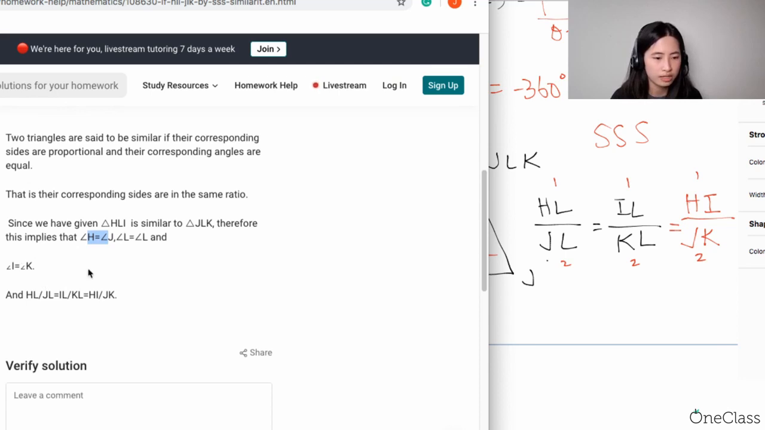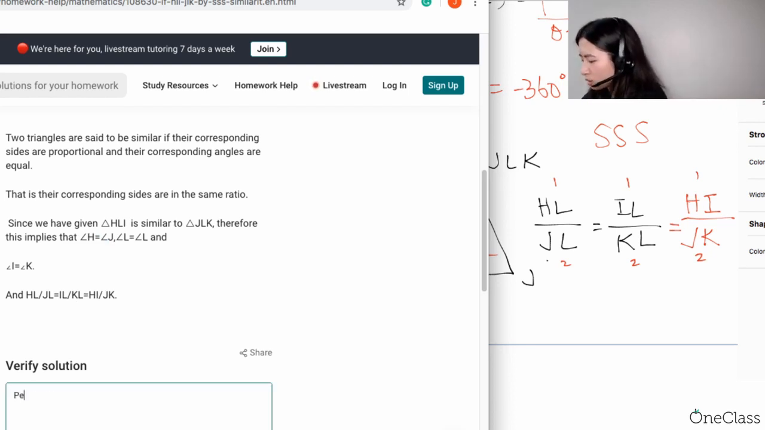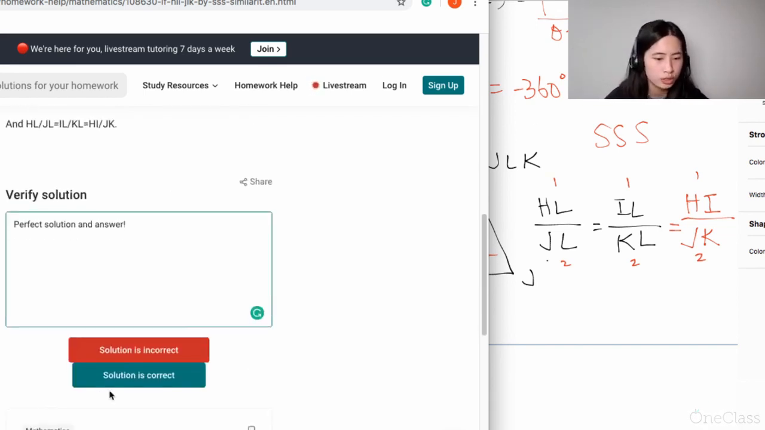So the two of these answers are basically right. I have nothing to correct. So this is perfect. Okay, great. I think we can move on to the next question. Solution is correct.